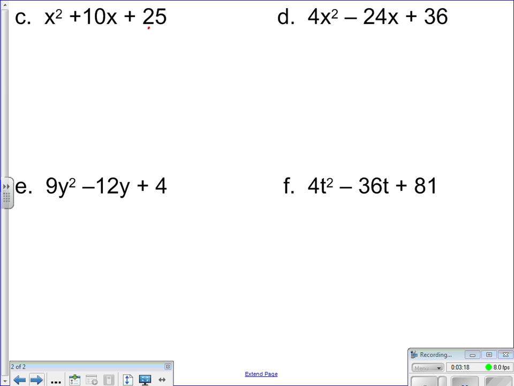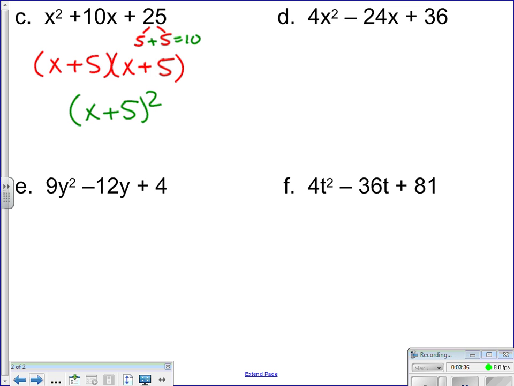All right, so 25 is a perfect square. 5 times 5. 5 plus 5 makes 10. So it works. But don't write it twice. Write it once with a squared.